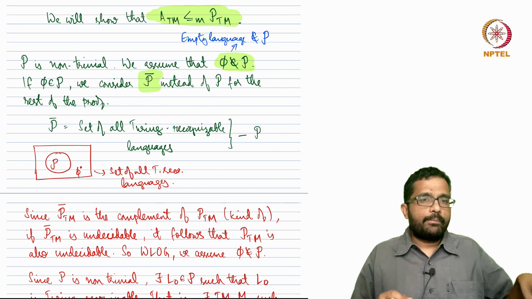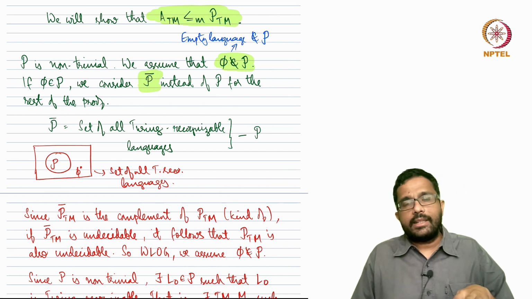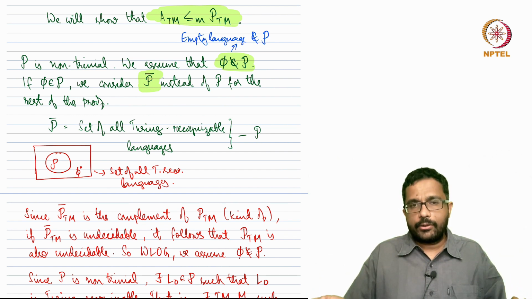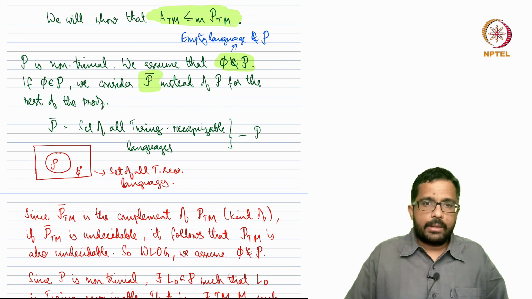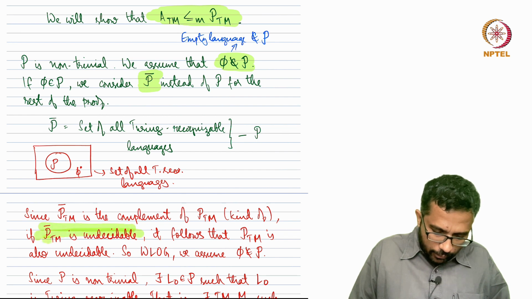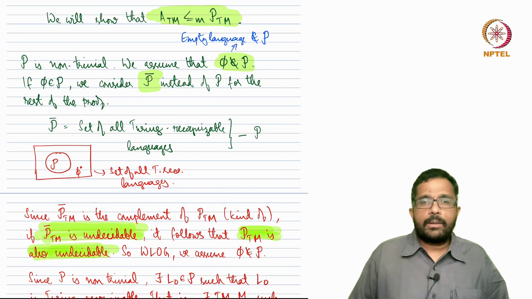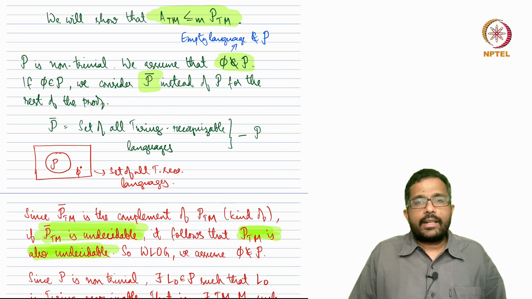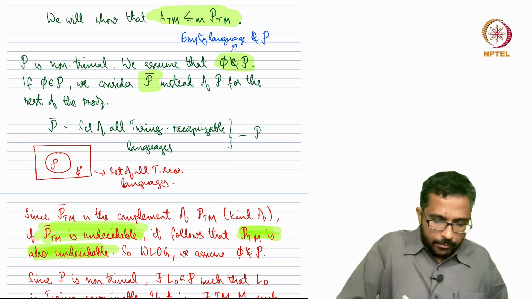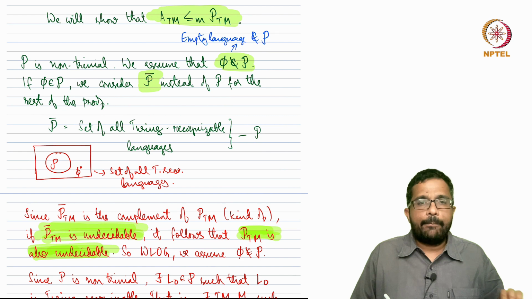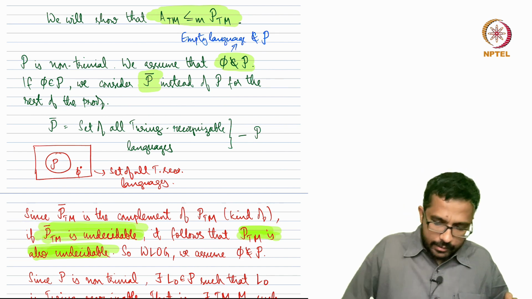It cannot be that PTM is decidable and P complement TM is undecidable, because you just flip yes and no, and the answer for PTM becomes the answer for P complement TM. So if P complement TM is undecidable, it follows that PTM is also undecidable. So it is enough to show that P complement TM is undecidable. Because of this, we can, without loss of generality, where WLOG stands for without loss of generality, assume that the empty language is not in the property.